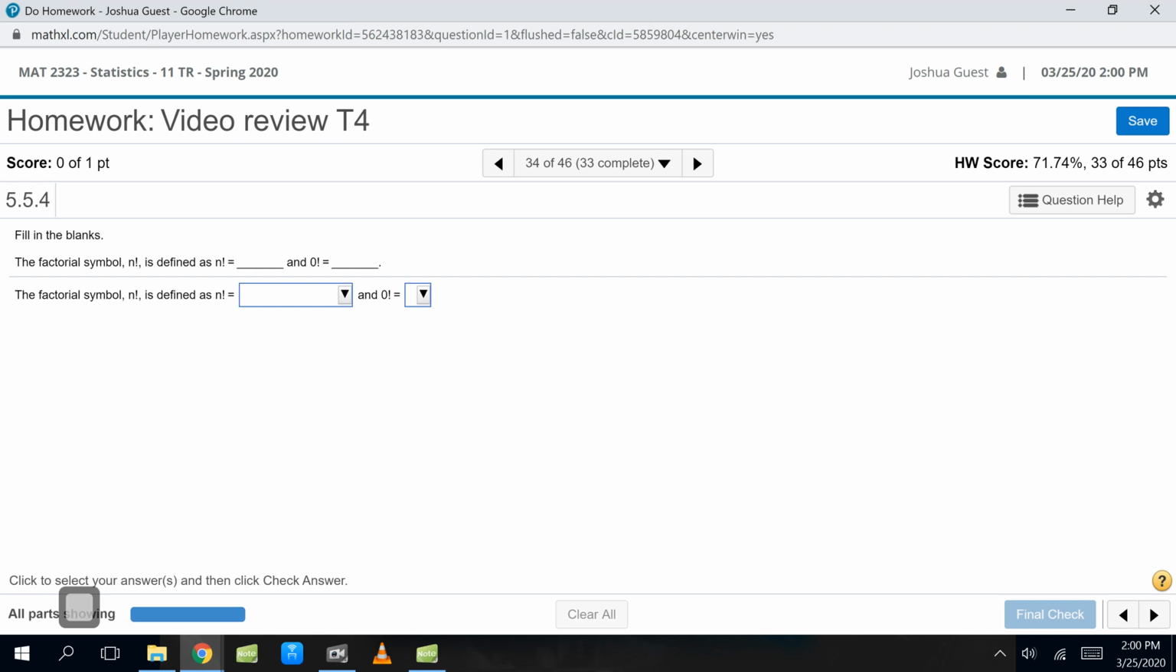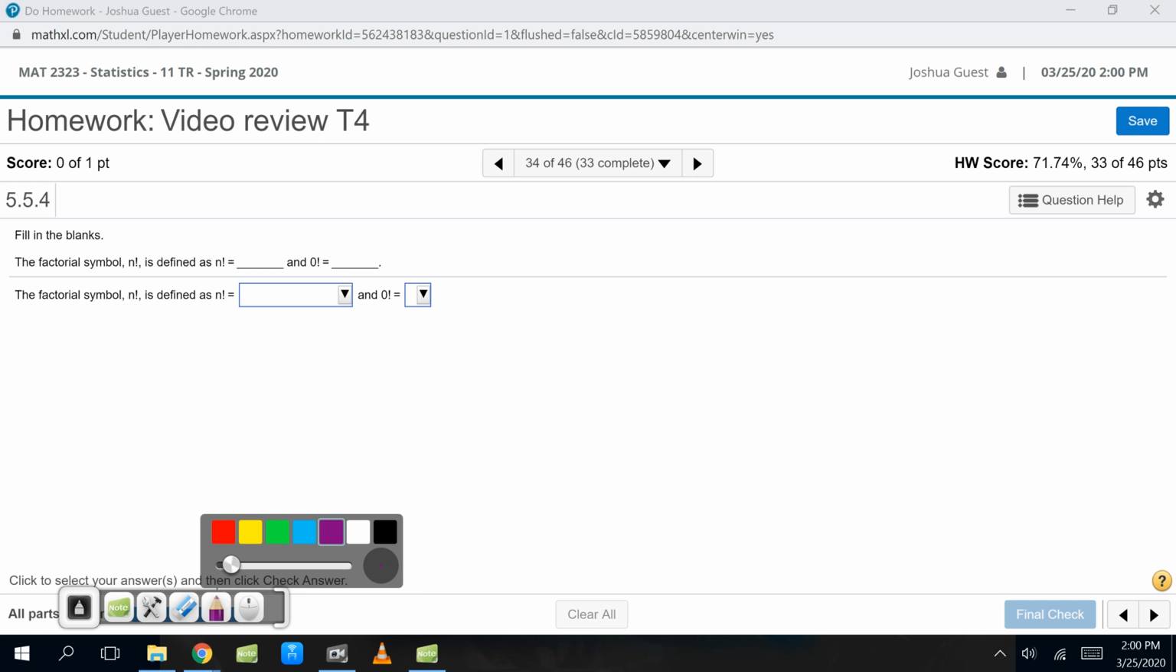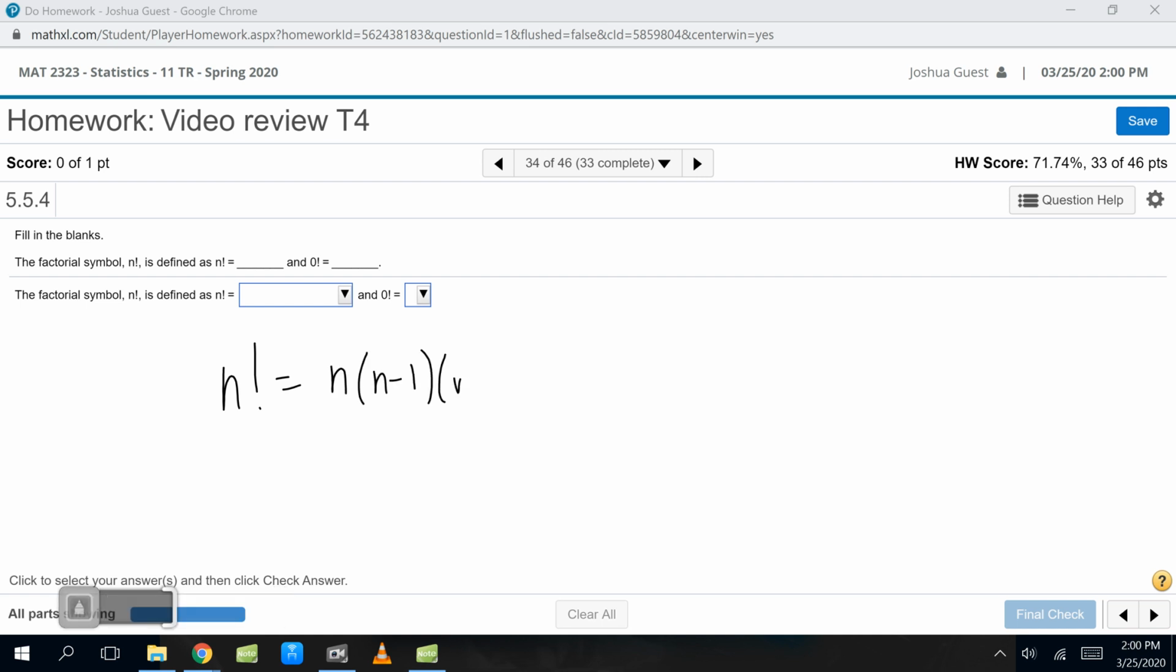So how about this factorial symbol? It's the exclamation point. Well, what does it look like? Let's see. We have n factorial equals n times n minus 1 times n minus 2, and then we go all the way down to 2 times 1, 3 times 2 times 1, whatever. It's going to go all the way down to 1. And then we define two things. We defined 0 factorial and 1 factorial to both be 1, okay?